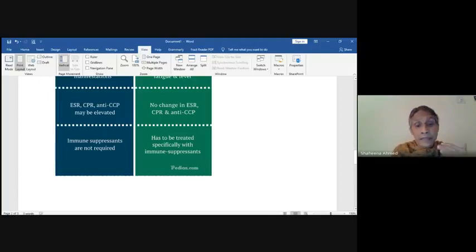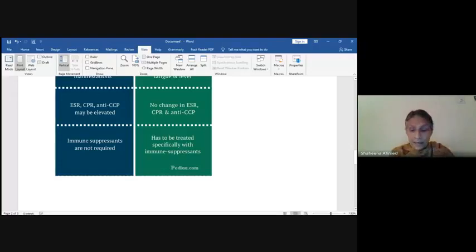So I deliberately wanted this chart because in your assignments, you did consult this chart, but please, not everything is correct on the internet. Please do consult the books. This is a very major mistake and I wanted to correct it here so that you won't be making this mistake in the future. Your ESR, CRP and anti-CCP are elevated in rheumatoid arthritis, and ESR, CRP and anti-CCP are usually normal in osteoarthritis.